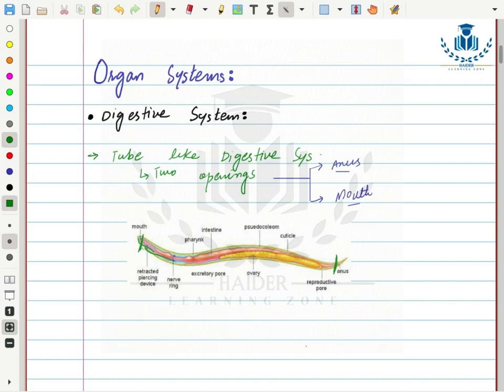So these organisms are also called tube within tube. They are called this because their body looks like a tube from the outside, and the digestive system inside is also a tube, like a tube inside a tube. Because of their appearance they look like a tube within tube. This is the intestine, and this opening is called the mouth, which is the anterior opening, and this is the exterior opening that is called the anus.